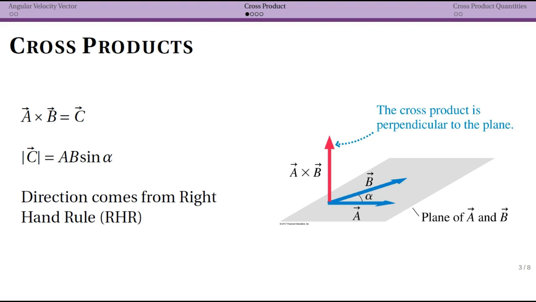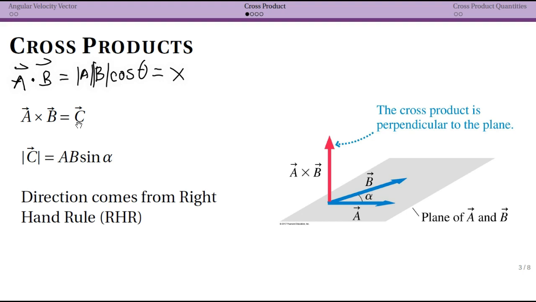So the first idea is that there are two ways to multiply vectors. We met a while ago the idea of the dot product: when you dot two vectors together, that's the magnitude of A times the magnitude of B times the cosine of the angle between them, and that gives us some scalar quantity. Now we have a new thing called a cross product, which you write with a multiplication symbol. That actually gives you a new vector.